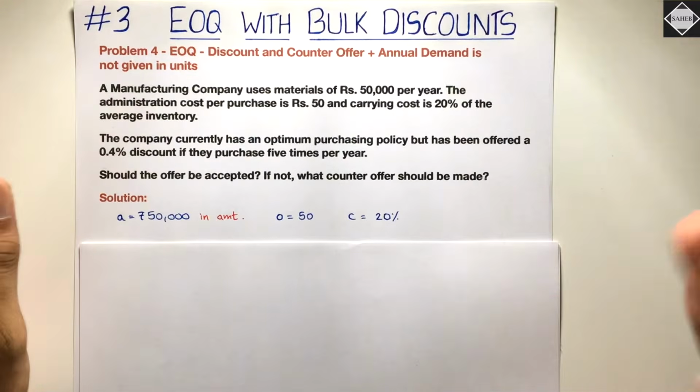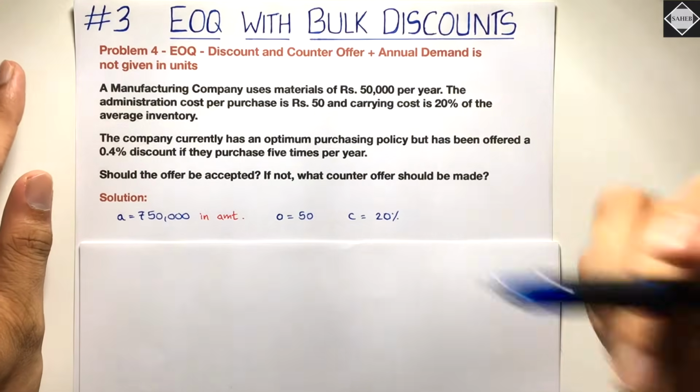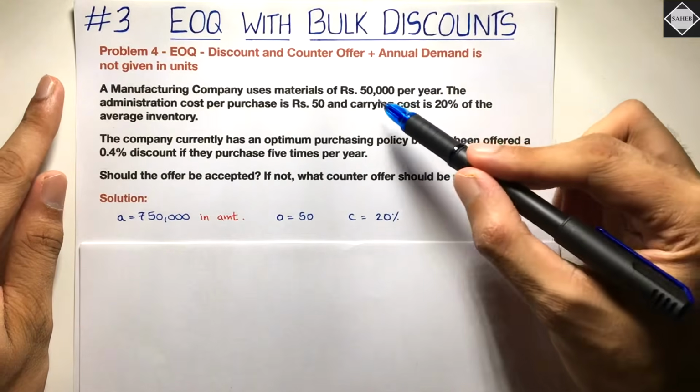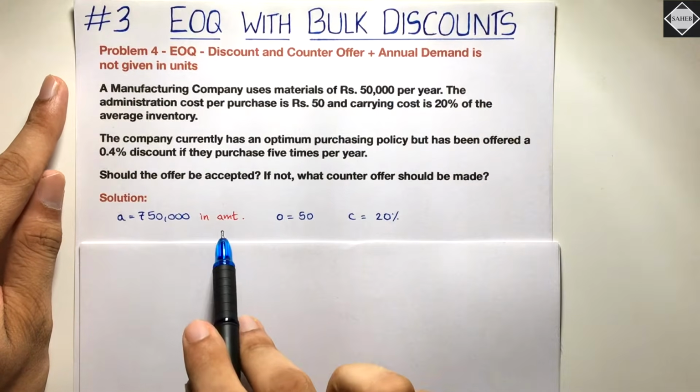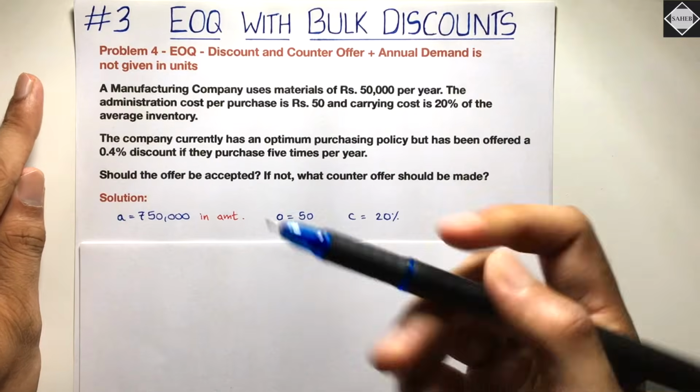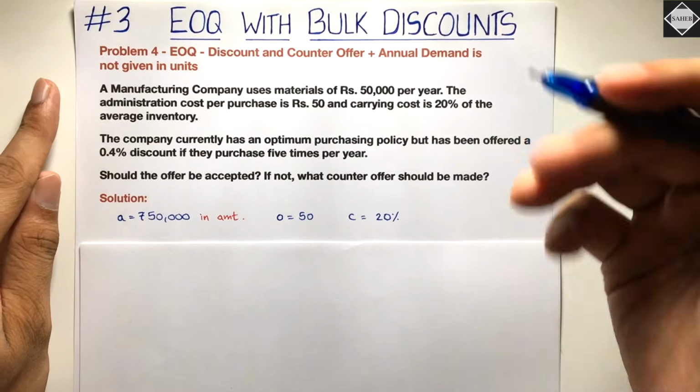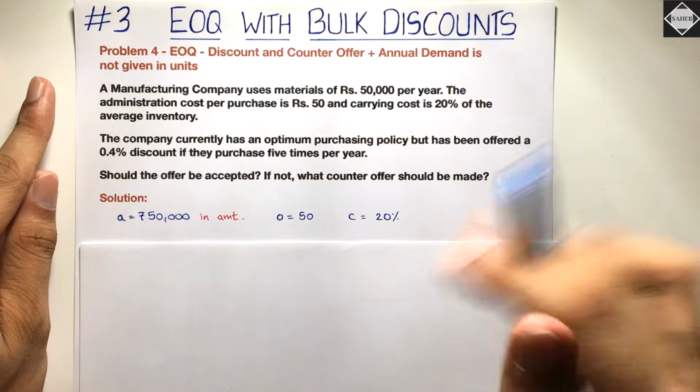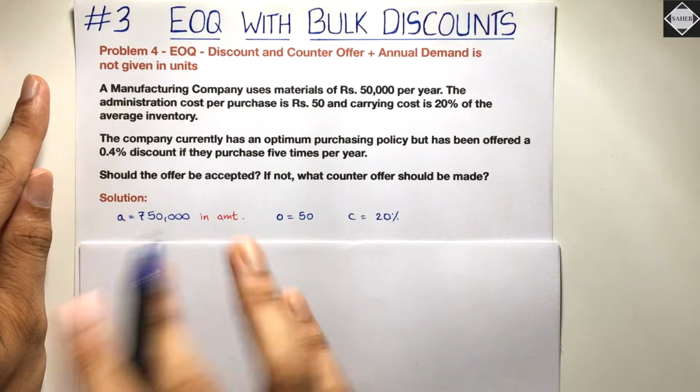So see here, what all data we have. Do we have annual consumption, annual demand? Yes, we have 50,000, but it's given in amount. Fine, we'll use that, and I will show you how to use it if it's given in amount and not in units. Okay, 50,000 rupees it is, not in units.